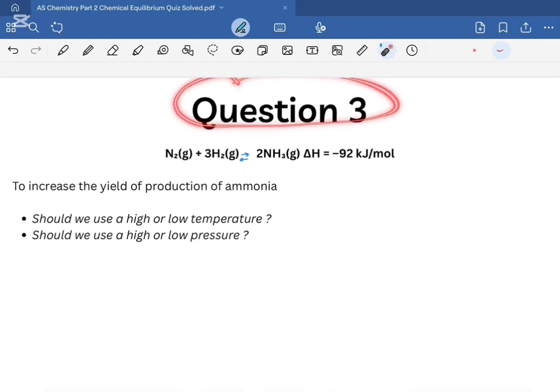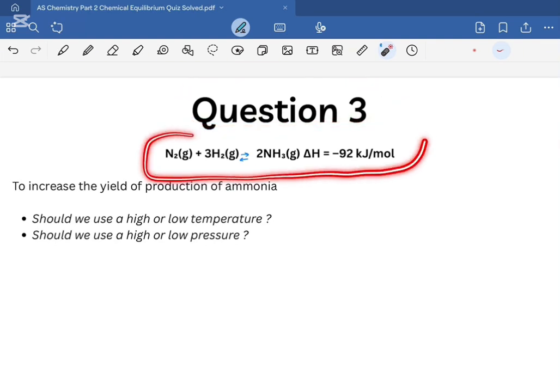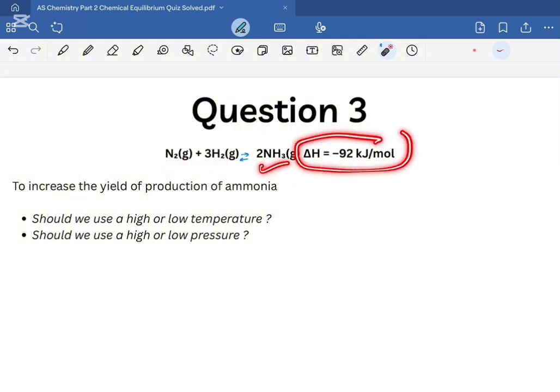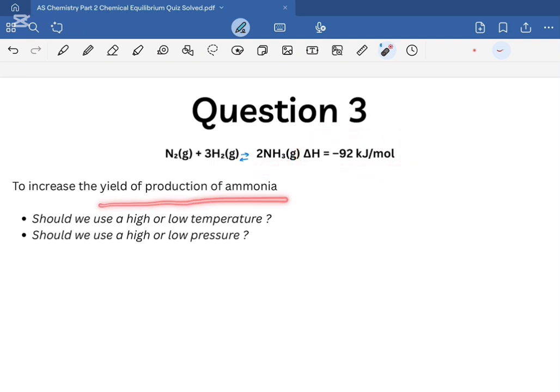Question 3, we have this reaction taking place, this reversible reaction, where we have 1 mole of nitrogen reacting with 3 moles of hydrogen to give 2 moles of ammonia. And it's an exothermic reaction. And the question was, to increase the yield of production of ammonia, should we use a high or a low temperature? And should we use a high or a low pressure?